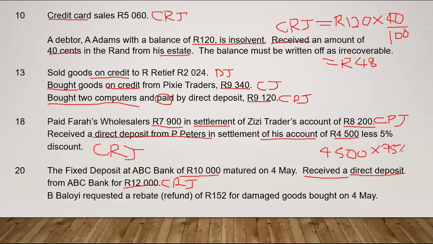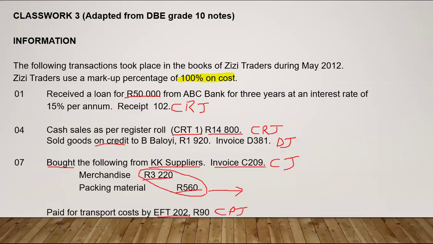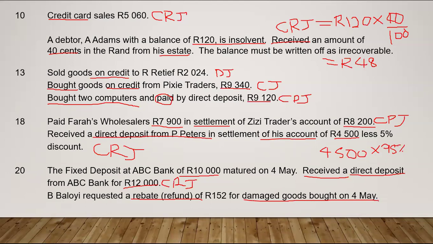Next one, Bipaloyi requested a rebate, which is a refund of 152 for damaged goods bought on the 4th of May. Let's go back. So these goods that Bipaloyi bought on credit, but now Bipaloyi is asking for an allowance on those goods because they were damaged. 152 rand of those goods were damaged.